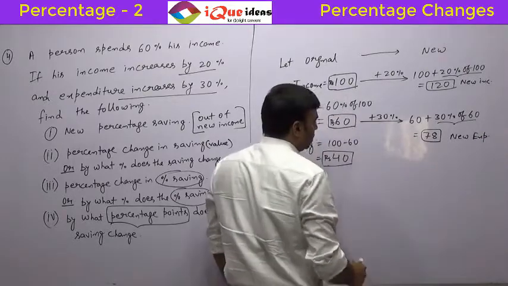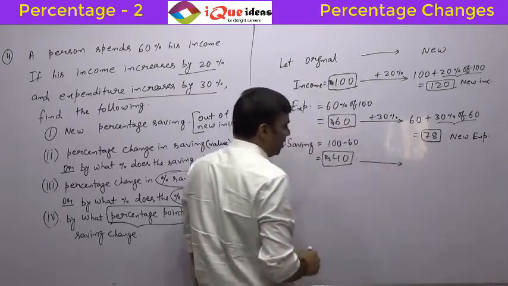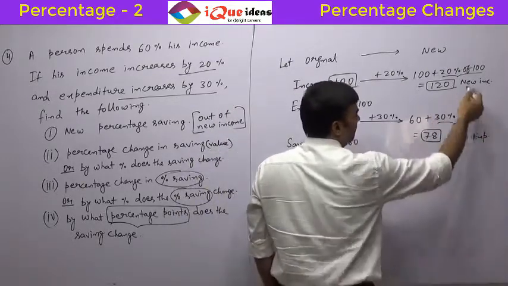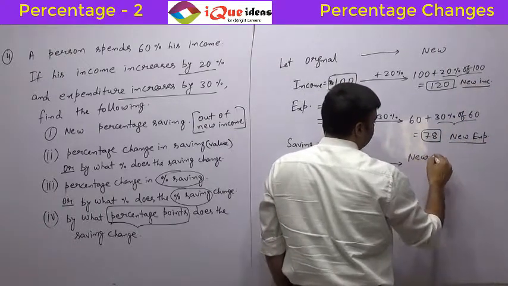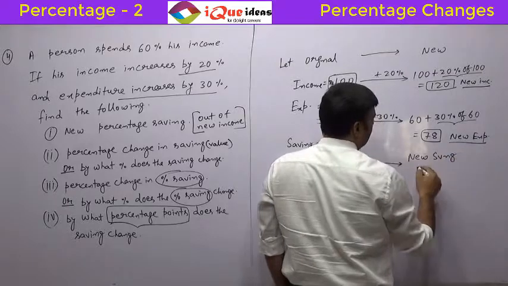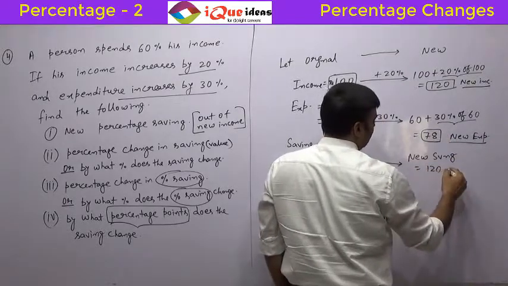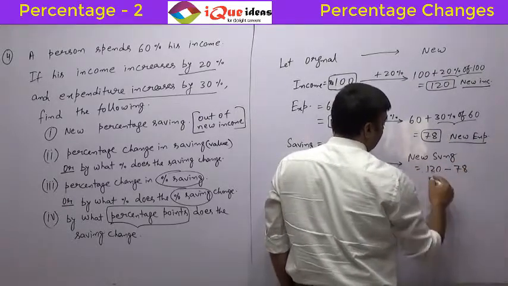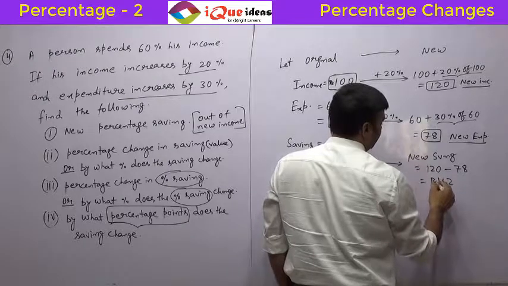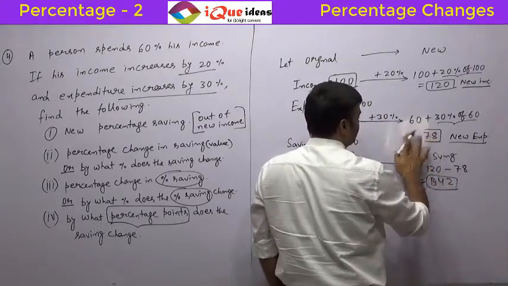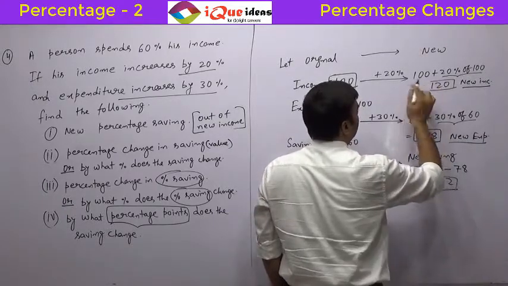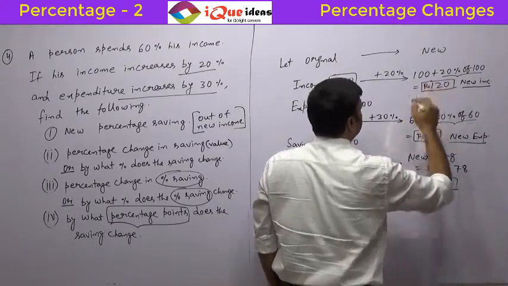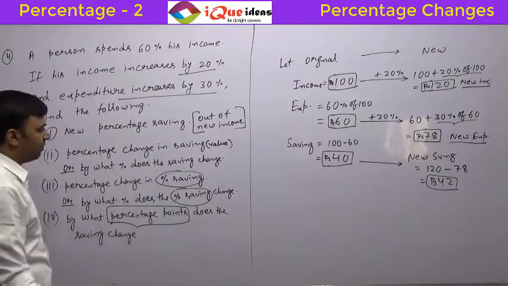Alright. So what about the new saving? The new saving you have to calculate from the income and expenditure. So the new saving will be equal to the new income, that is 120, minus the new expenditure, that is 78, which is 42 rupees. So all these are in rupees. Alright. So this is 78 rupees, this is 120 rupees. Okay. Now let's look at the questions one by one.